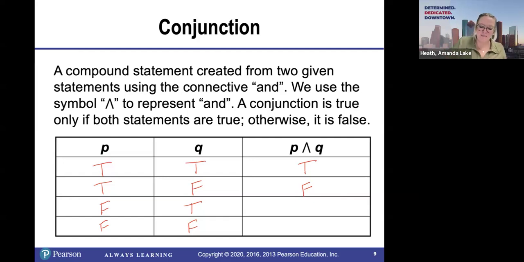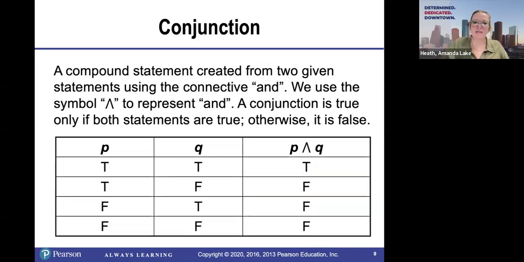And in the same way, if P is false and Q is true, P and Q would have to be false because that would be like saying the parking garage is full and it's raining, but the parking garage isn't full. So the conjunction claim would be false. And then lastly, if both statements are false, then the conjunction statement is also false. So if the parking garage isn't full and it's not raining, the claim "the parking garage is full and it is raining" would be false.